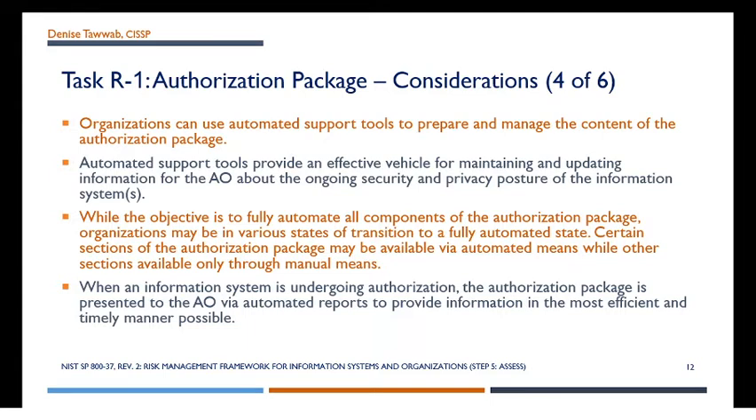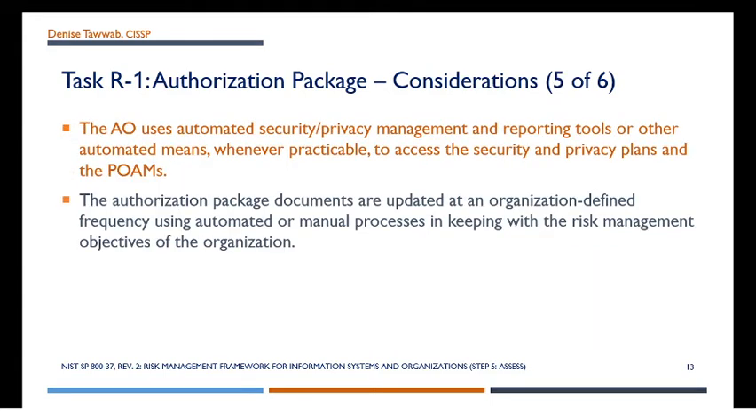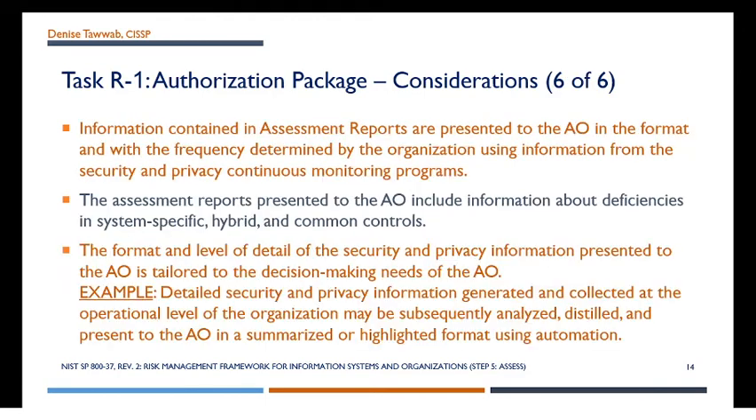When an information system is undergoing authorization, the authorization package is presented to the authorizing official via automated reports to provide information in the most efficient and timely manner possible. There's that repetition I was telling you about. The AO uses automated security, privacy management, and reporting tools or other automated means whenever practicable to assess the security and privacy plans as well as the POAMs. The authorization package documents are updated at an organization-defined frequency using automated or manual processes in keeping with the risk management objectives of your organization.